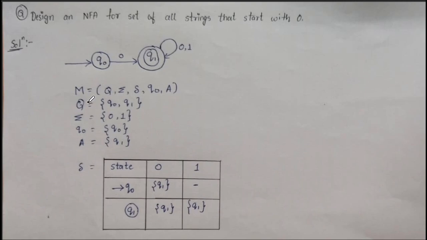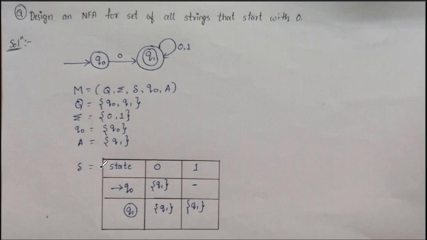Now M equal to (Q, Σ, δ, q0, A), where capital Q is a non-empty finite set of states, that is, from this diagram, Q0 and Q1 are the non-empty finite set of states, and Σ equal to 0 and 1, which are the non-empty finite set of input alphabets, and Q0 is the initial state, and A is the final state, where Q1 is the final state in this diagram.